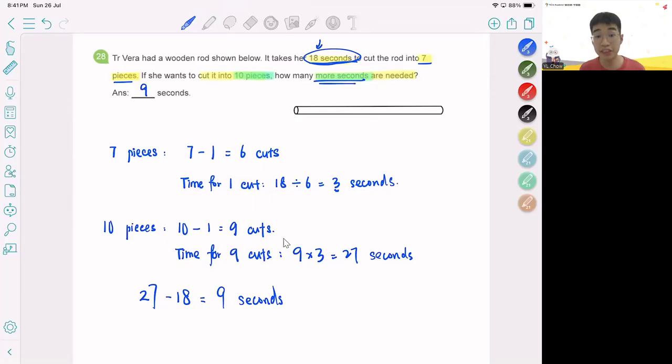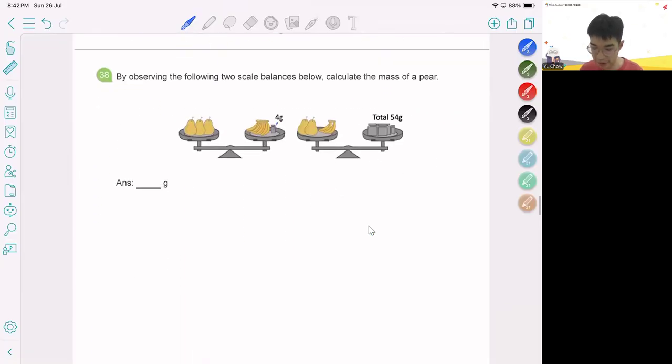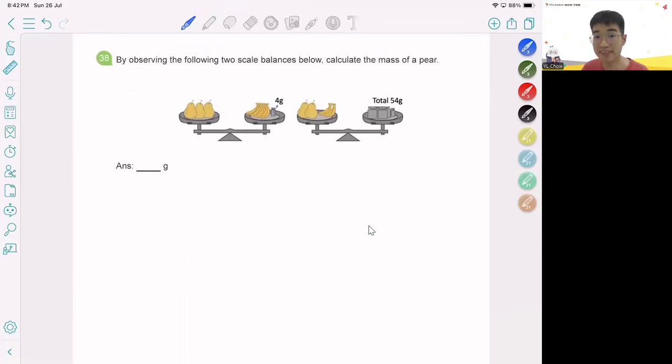Now, alternatively, you can just think, from 6 cuts to 9 cuts, how many extra cuts do you need? You will need 9 minus 6, which is 3 more extra cuts. Each cut takes you 3 more seconds, so in total, 9 seconds. That is another way to get the correct answer. All right, that is it for this interval problem. Now let's move on to the next question, which is a comparison and replacement problem.